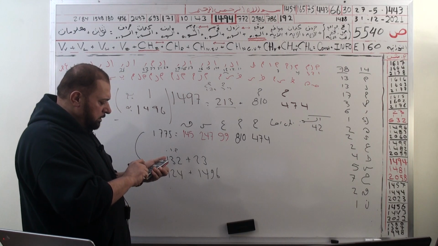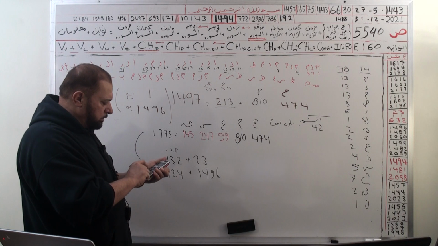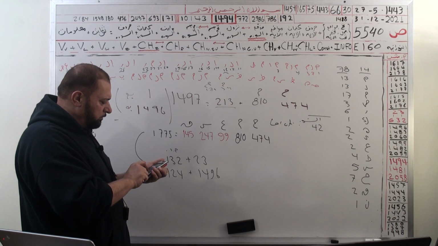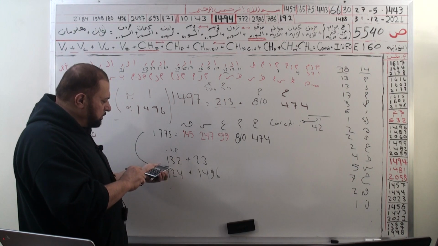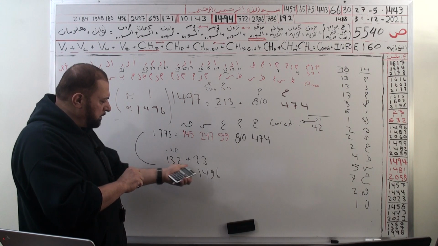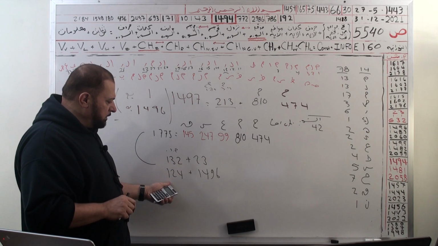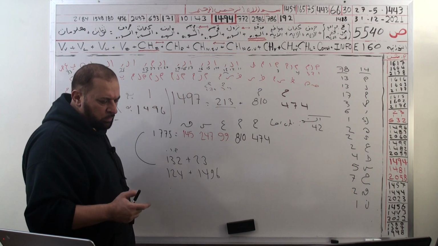474 plus 810 plus 99 plus 247 plus 145. We get this number. Decode this number: the name of our Prophet, peace be upon him, and his era. What is left is the name of Isa and his era, alayhi salam. This is one way to look at it.